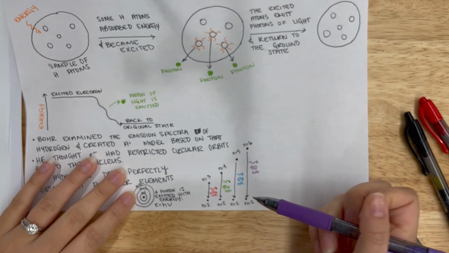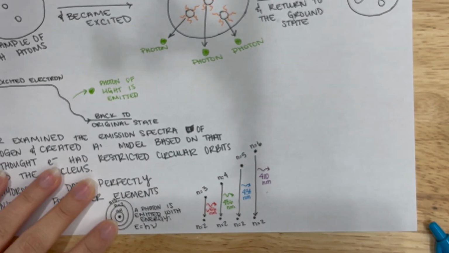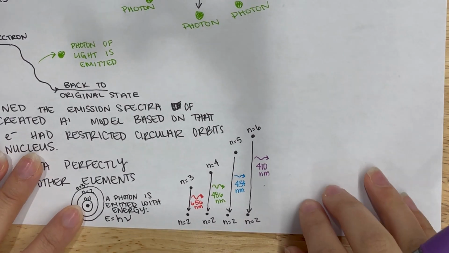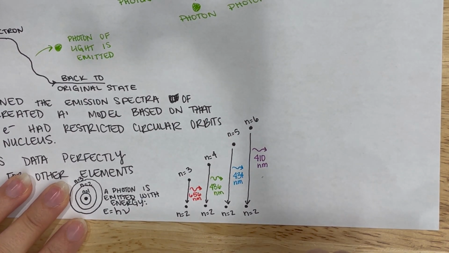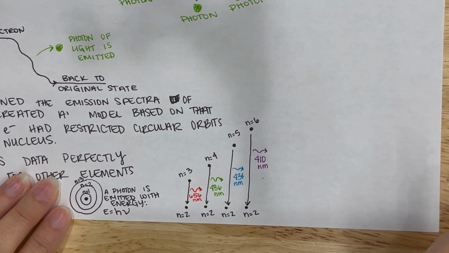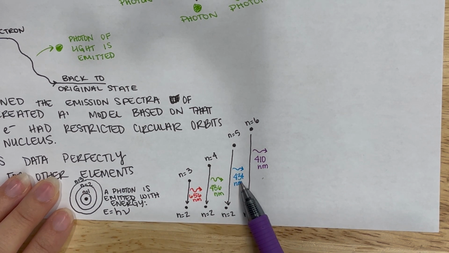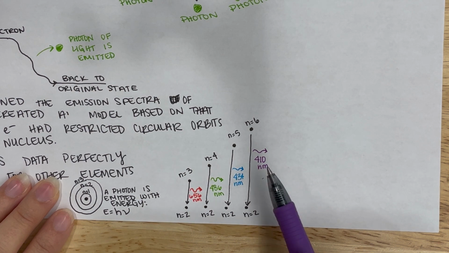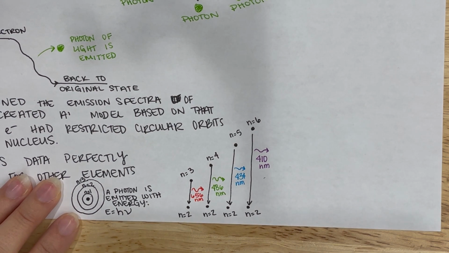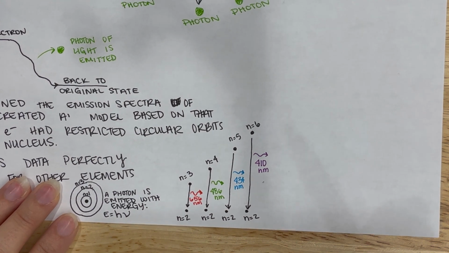So depending, right, our energy can be related to colors, and also it's related to how much energy goes in, right? Different wavelength means different frequency, which means different energy. As these wavelengths are going down, our frequencies are getting higher, therefore our energy is higher. So a bigger jump means more energy is released.